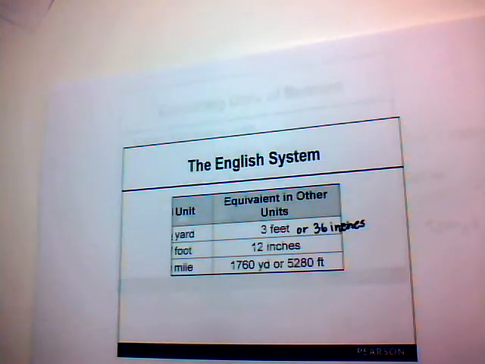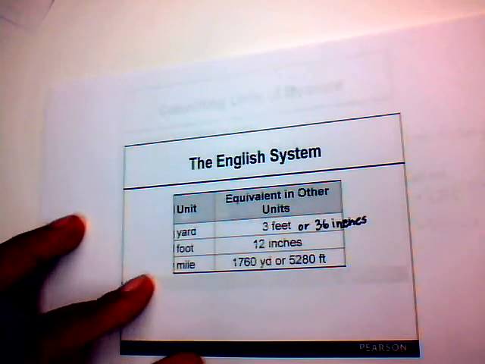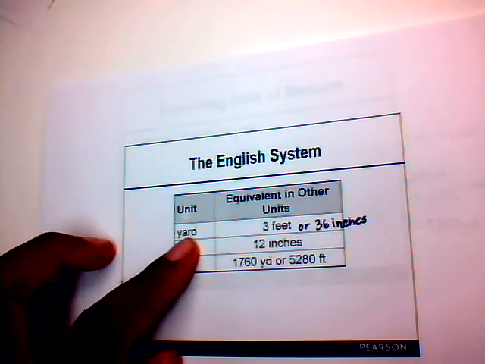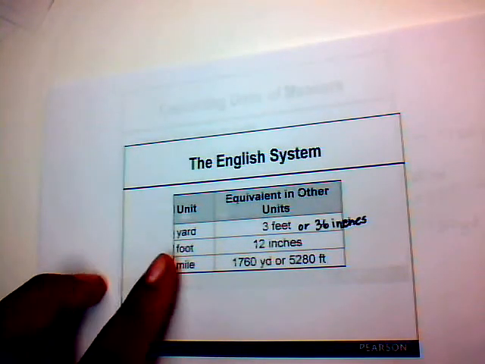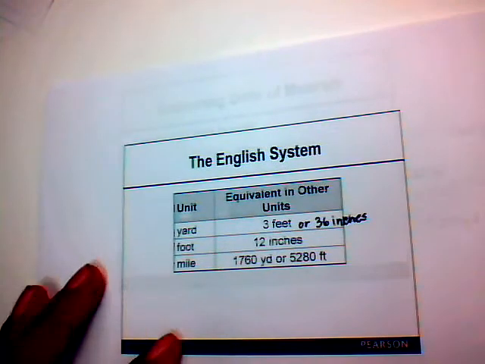Now, the English system of measurement usually involves these units of measure: inches, feet, yard, and mile. And their equivalents are this. If you have 1 yard, it's equal to 3 feet. And also 1 foot is equal to 12 inches.